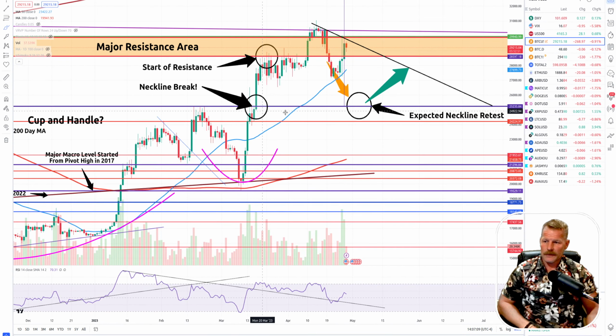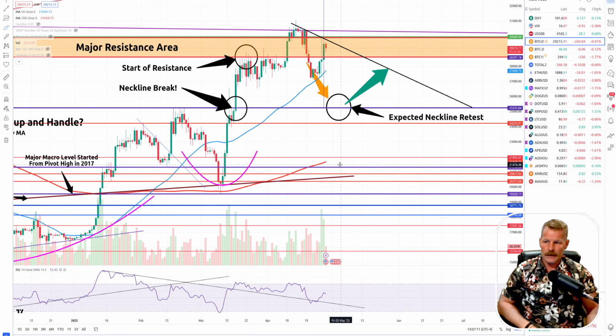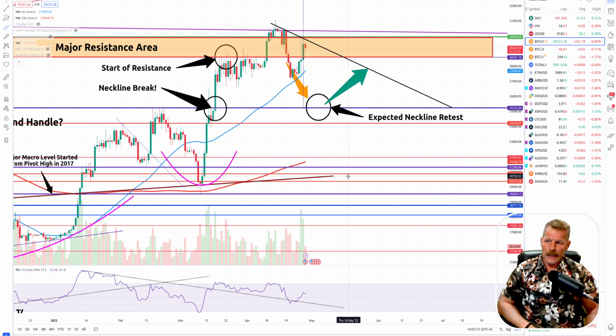We broke to the top side. We have never come back to retest it. And I have been saying for the last month that we should come back to retest the neckline. So far that hasn't happened. But now all the bulls are out and saying we're going to 40,000, etc. I don't think the time is just yet, guys.